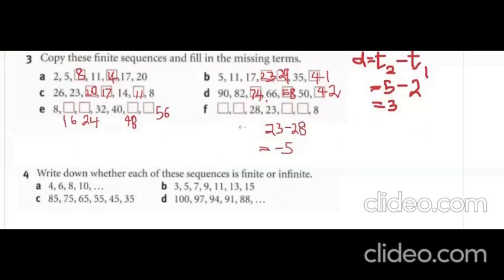And that is d is equal to minus 5. We need to subtract 5 from 23. 23 minus 5 is 18, and 18 minus 5 is 13.